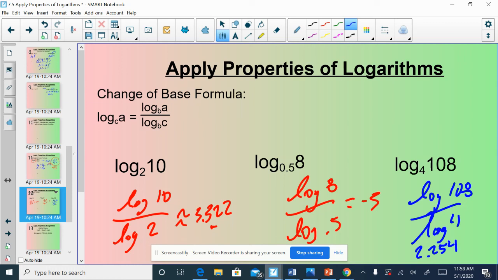So that is 7.5. I hope it makes sense to you. If it does not, please come see me during office hours and we can have a chat about it.